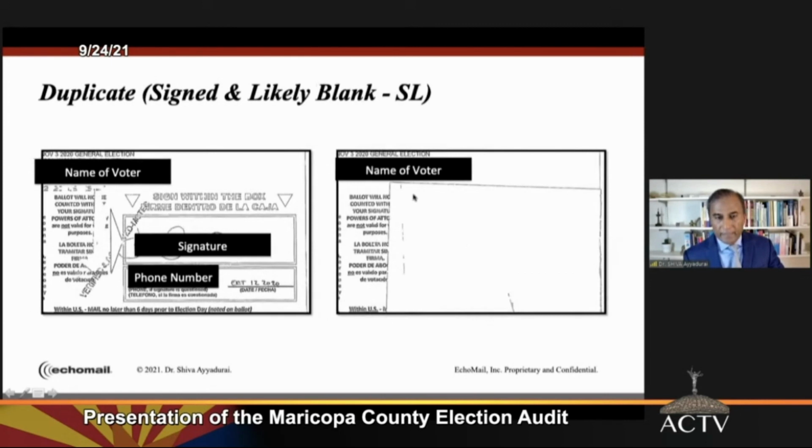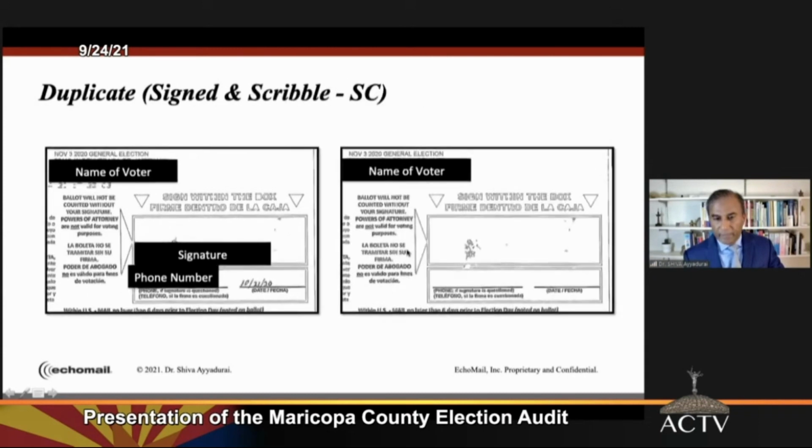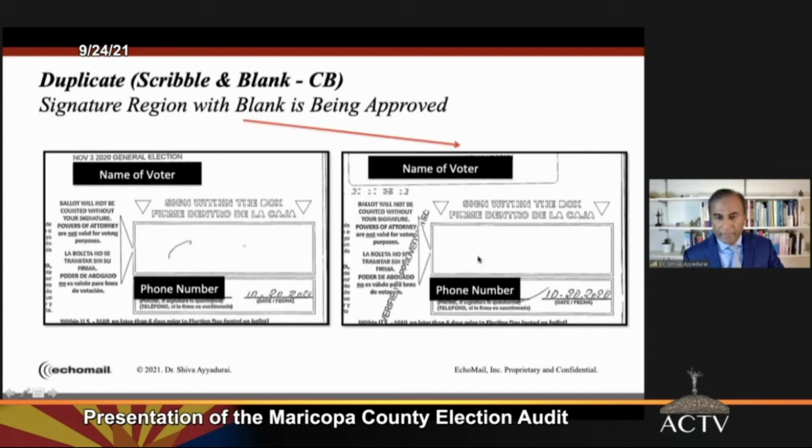Another is signed and the other one is a likely blank. It's got some stuff here, so EchoMail categorized it as a likely blank. Here's an example where you have a signed one, but you have a scribble over here. And then here you have a scribble, but here you have a blank, but it has been verified and approved. We'll talk about this later. We'll come back to this.